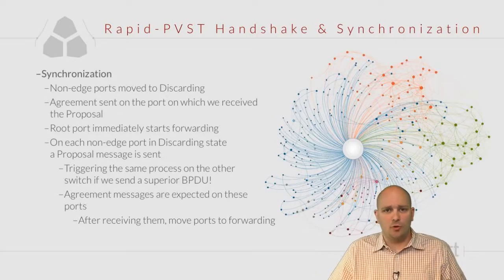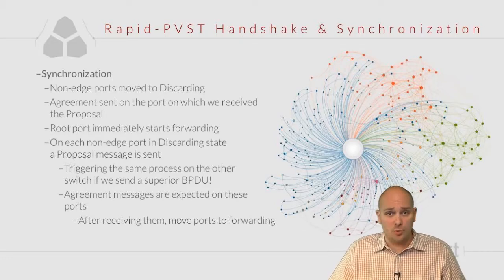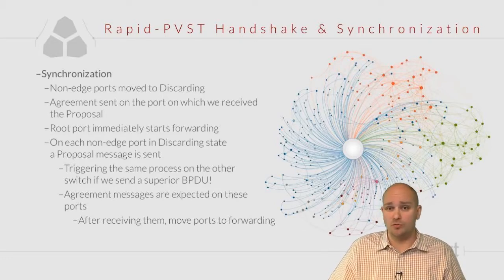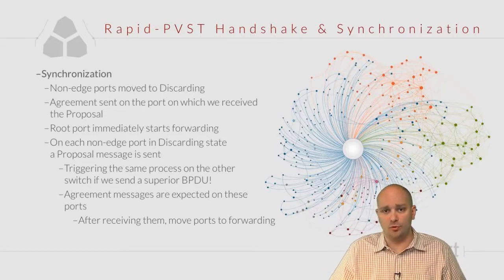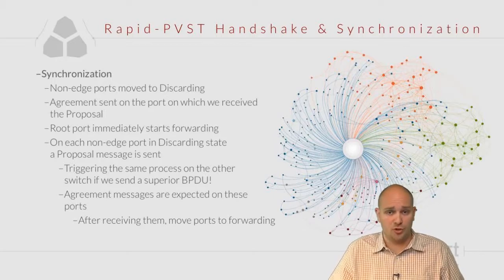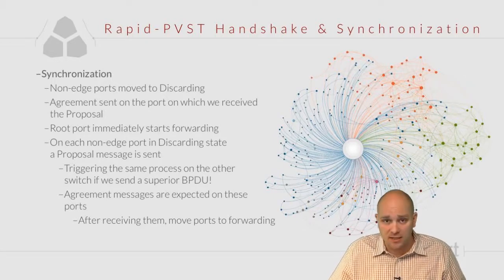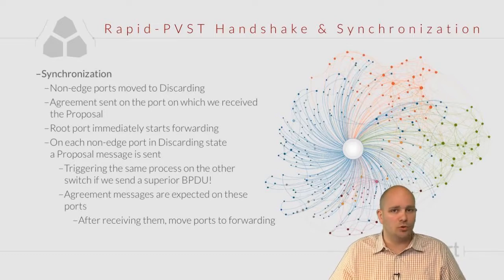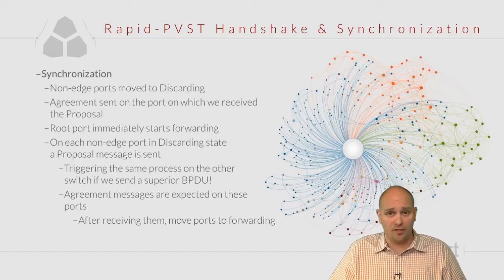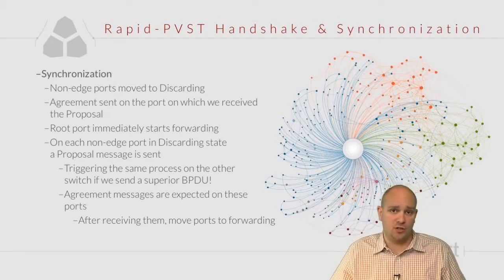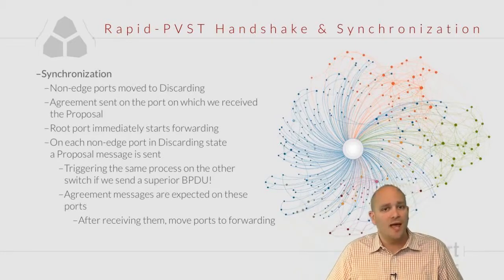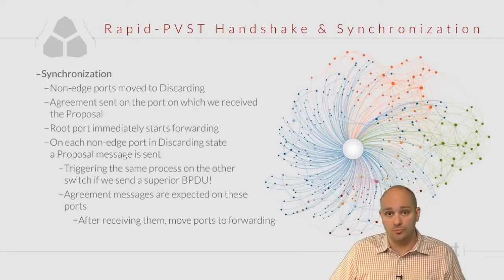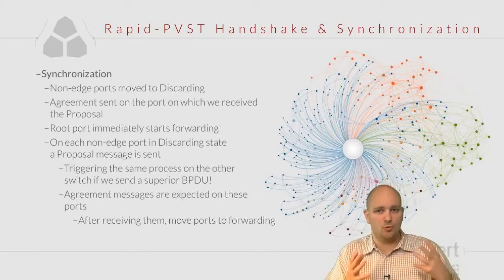Now, the next thing that we are going to do is determine which one of our ports is going to become the root port. The root port, remember, is the port that is closest to the root, that has the lowest cost to reach the root. This port is immediately moved to forwarding because we don't want to cut ourselves off from the network for too long a period of time. Now, on each non-edge port that is currently in discarding state as the result of this process of synchronization, we are going to send our own proposals. So basically, imagine what happened here.